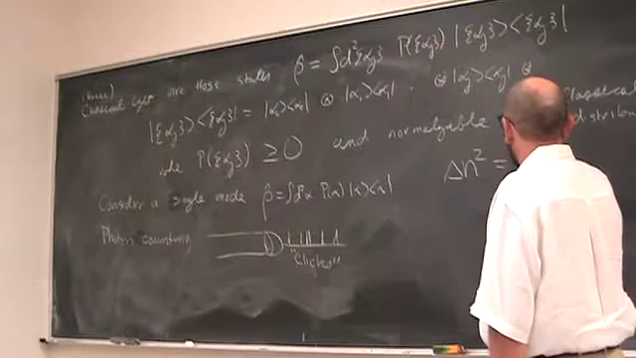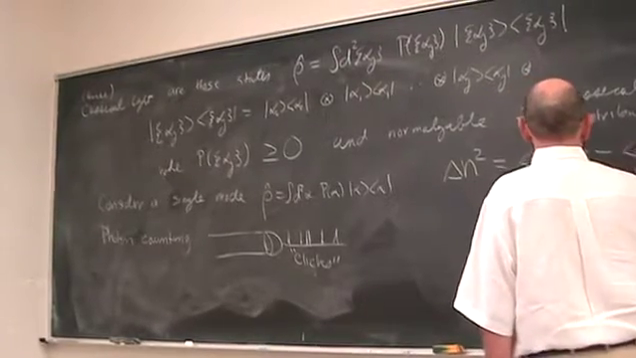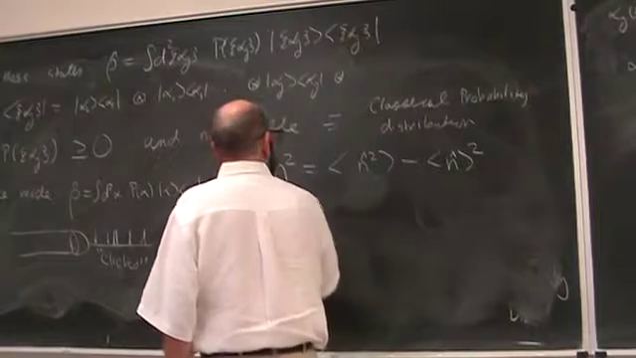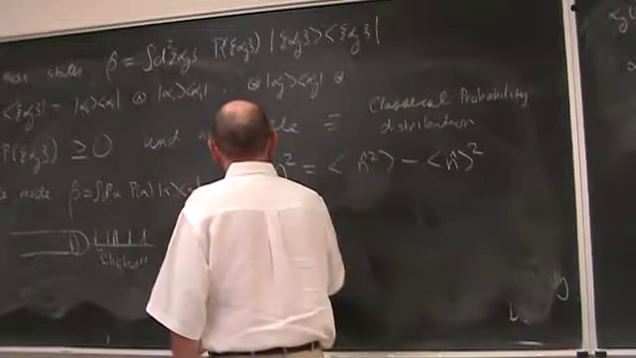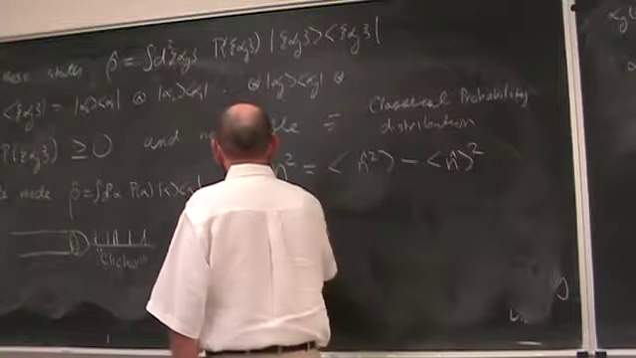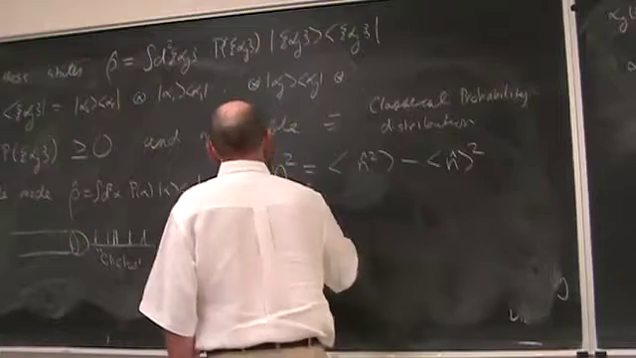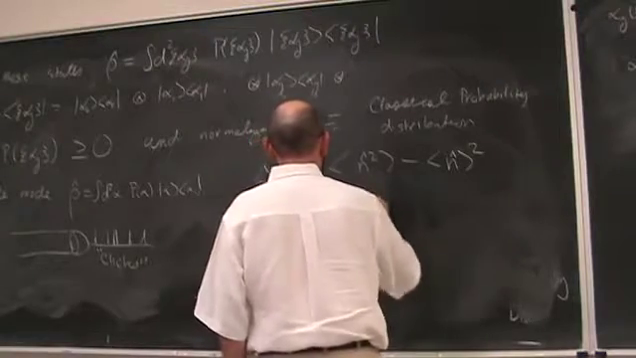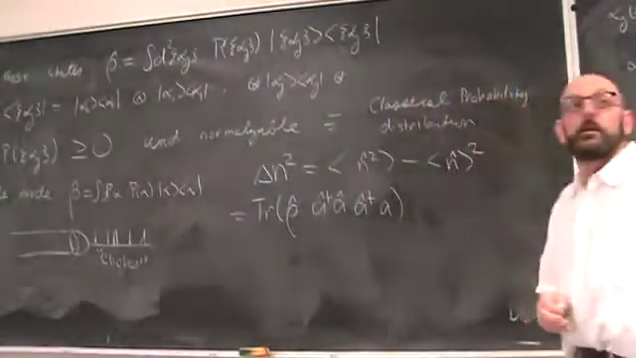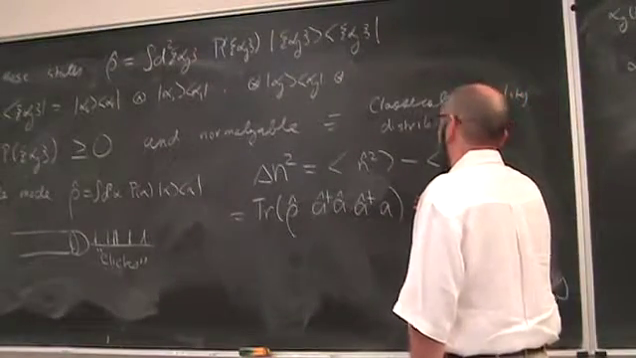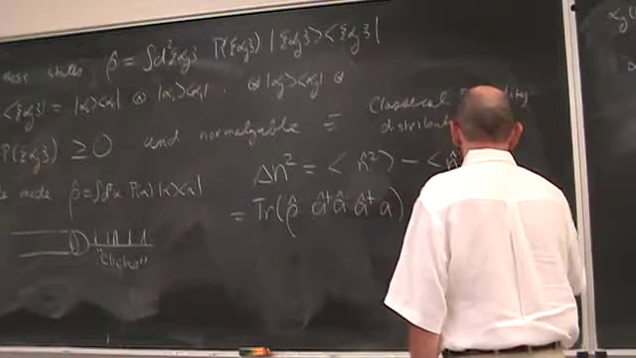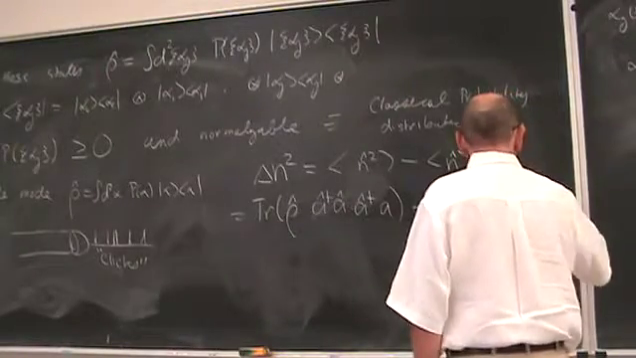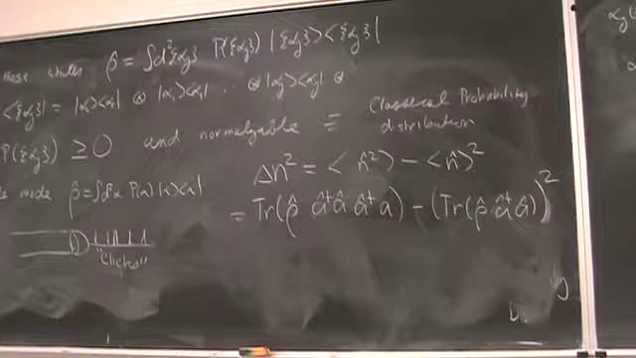Well, the fluctuation is equal to the expected value of n squared minus the expected value of n, squared, which is equal to the trace of rho with that operator, A dagger A times A dagger A, minus the trace of rho with A dagger A, squared. This will be a theme for this semester.